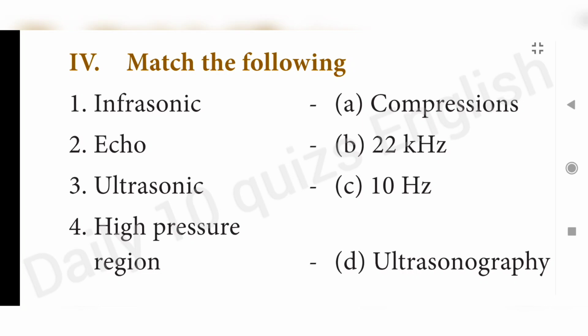Match the following. First one, infrasonic is, so it's option C, 10 Hz. Second one, echo, it's ultrasonography. Third one, ultrasonic is 22 kilohertz, option B. And fourth one, high pressure region is compression, option A. So the order is 4, 3, 1 and 2.